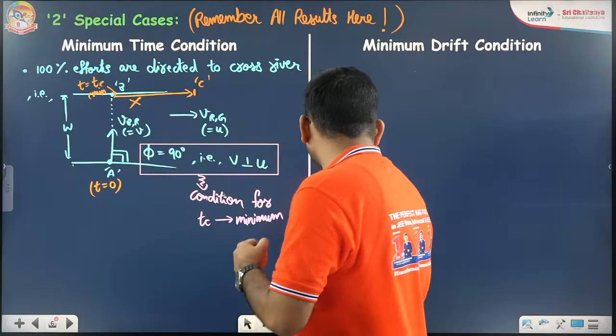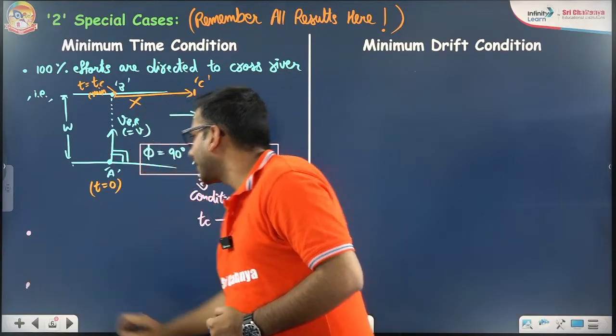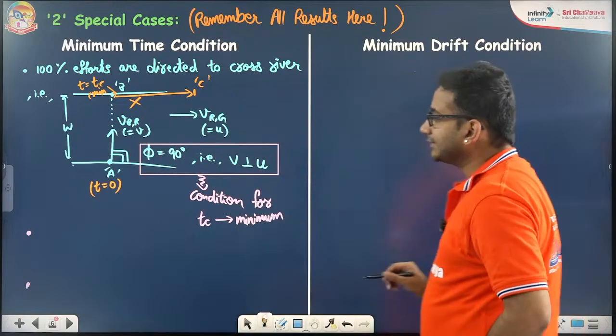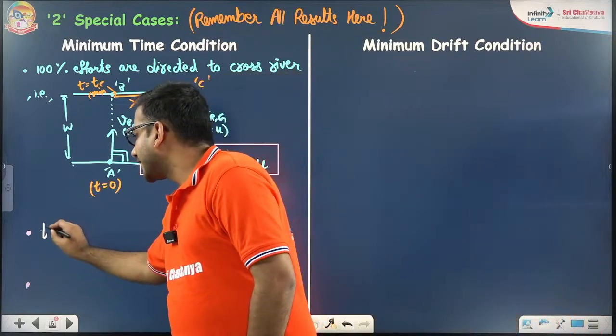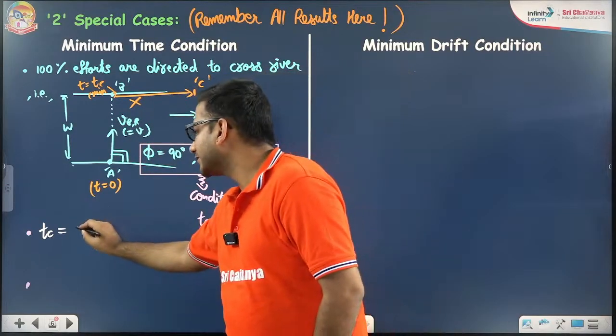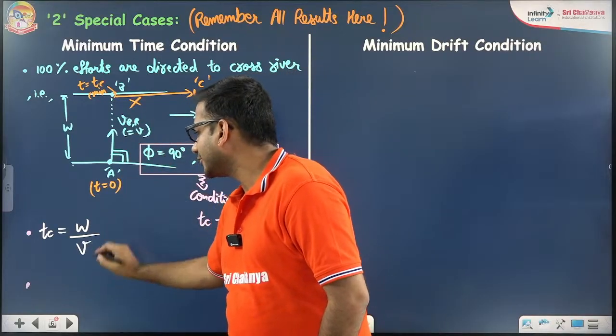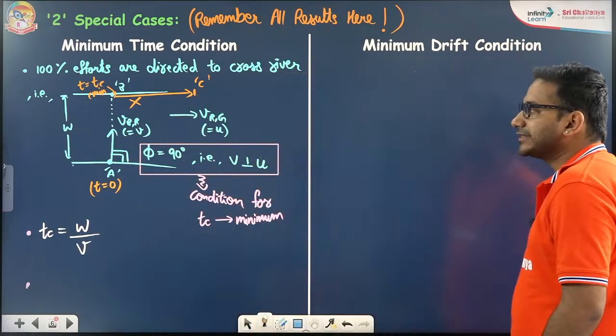So two more things over here. Number one, I will be talking about the time of crossing. So time of crossing will be equal to the distance you have to travel in order to cross, that is W, and with what speed you want to cross, that is V.